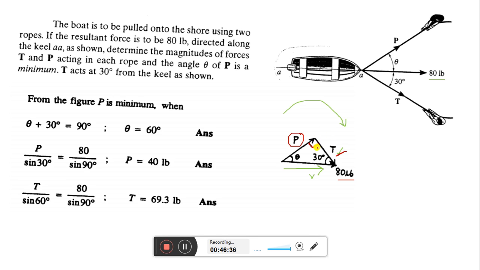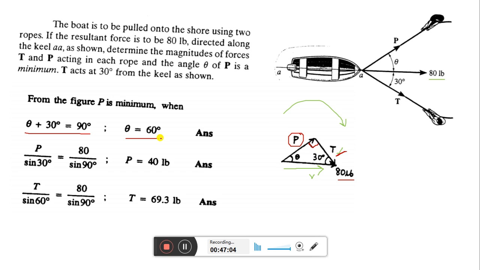That means if this is 90 degree, the total sum of all the angles inside a triangle is how much? 180 degree. So theta plus 30 degree means 90 degree. So theta plus 30 is equal to 90 degree we can write. That means theta is equal to 60 degree. So this is the angle for which P is minimum.